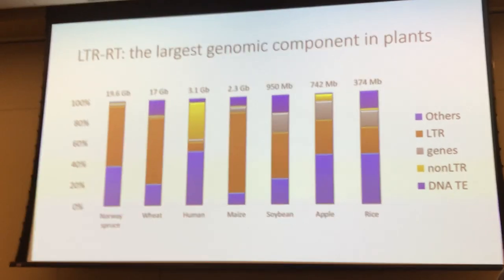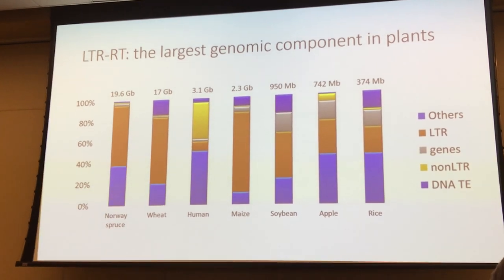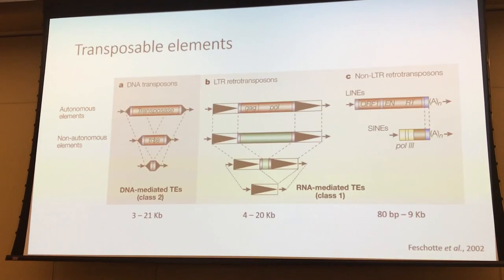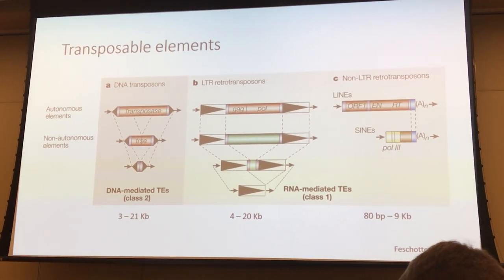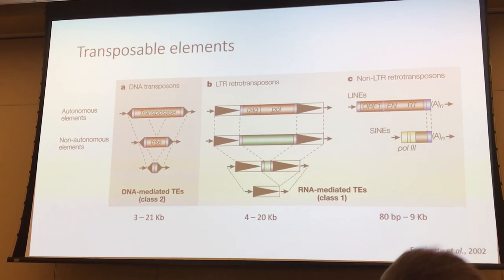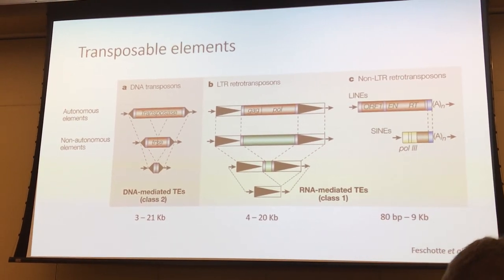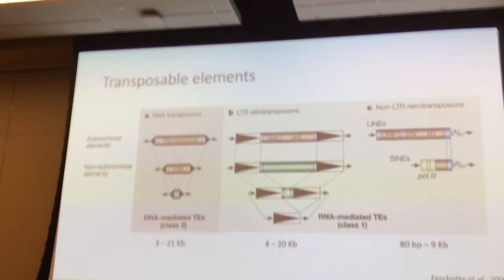Human or animal genomes have fewer LTRs but more of the other TEs. So what is LTR? LTR is a kind of transposable element. It relies on RNA-mediated reverse transcription to duplicate itself. So it's actually like a virus.